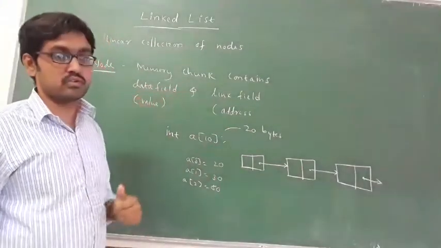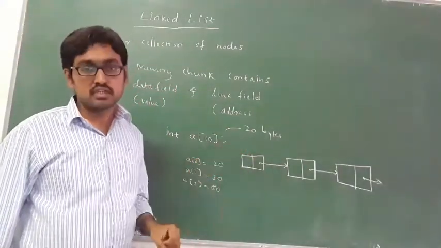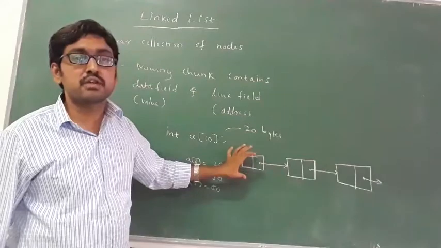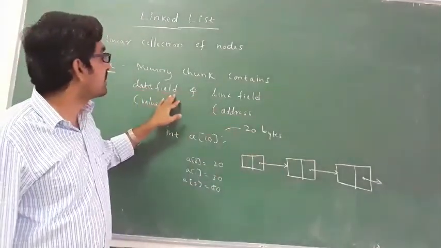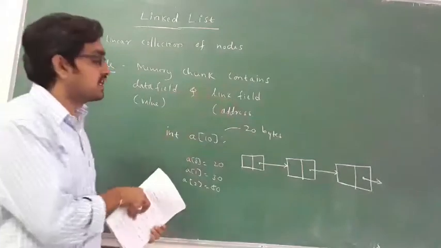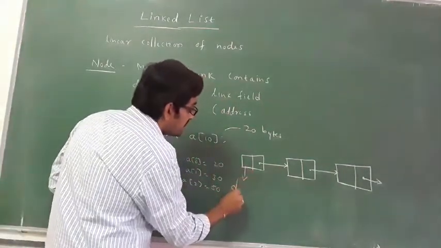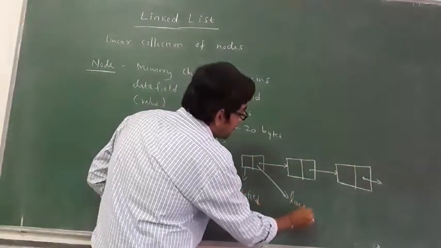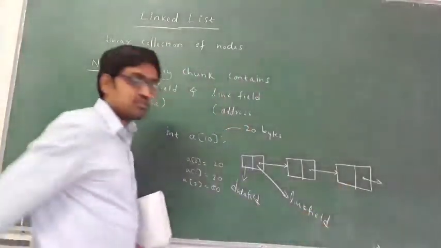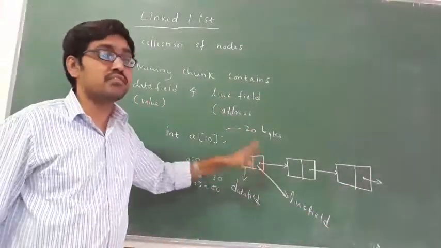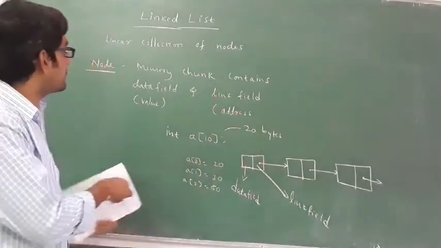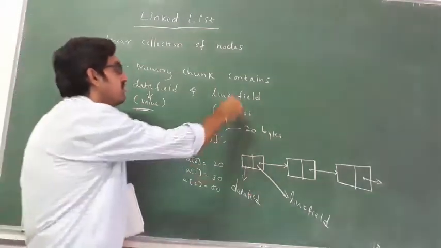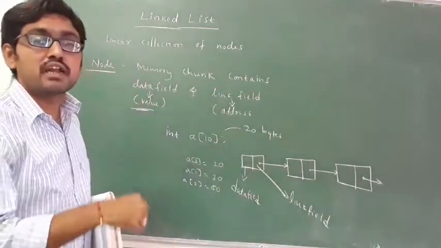Then what is a node? A node is nothing but a memory chunk. Chunk means a memory piece. It is a memory piece which contains a data field and a link field. This is the data field, and this is the link field. What is the data field? The data field contains a value. The link field contains the address of the next node.